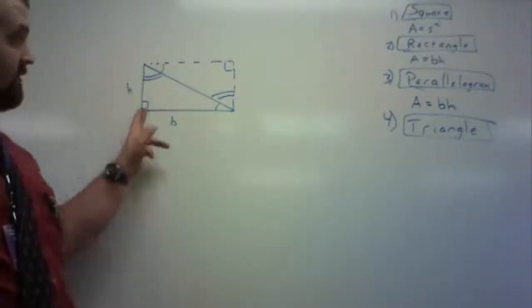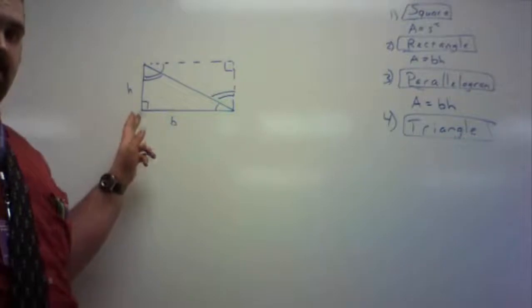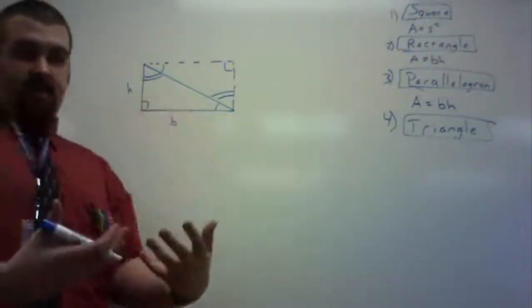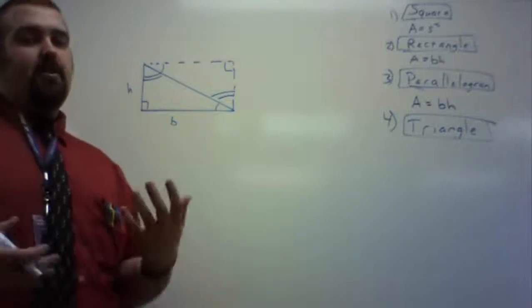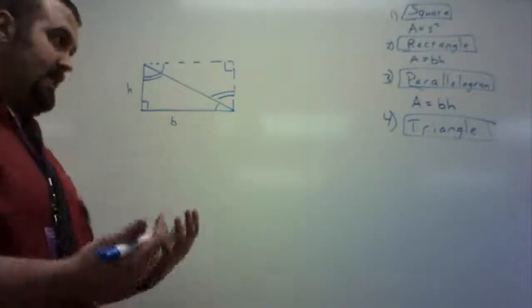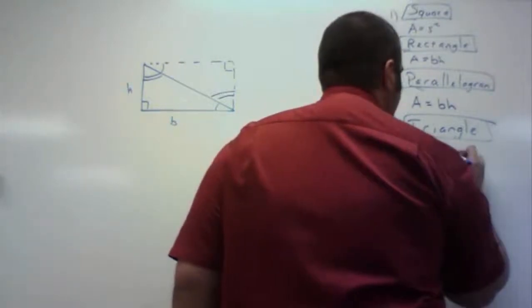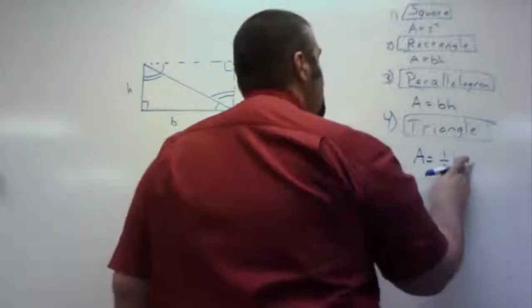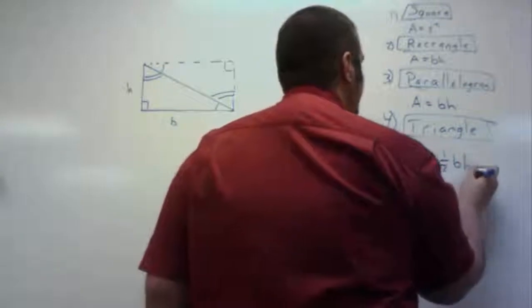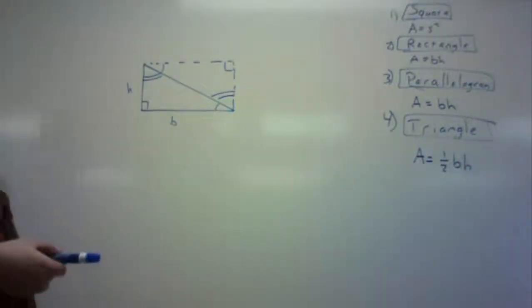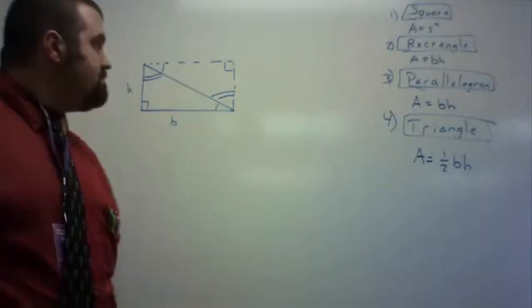But the area of the rectangle is base times height. So if this triangle and this triangle add up to be base times height, well, each triangle then would be half of base times height. So the area equation for a triangle is 1/2 base times height. You need to know all three of these. Technically all four, with the square up there.